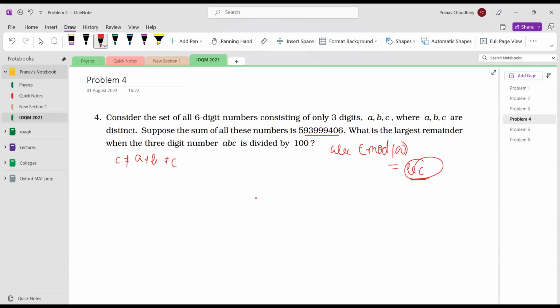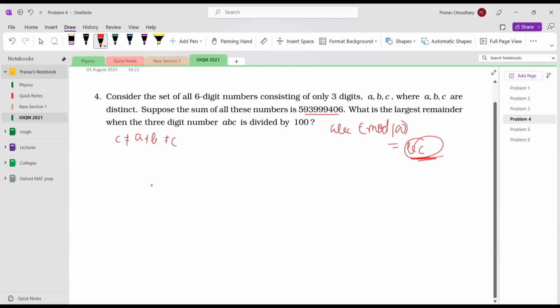From this it should be clear that you will get some condition on A, B, and C, and using that condition you have to find the BC such that the number 10B plus C, this BC, is maximum. Anyway, let's move on to the question. So let's assume that none of A, B, C is 0 for now.